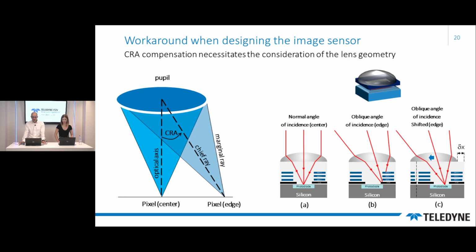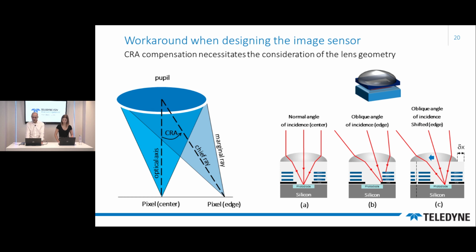If we consider a pixel located at the edge of the array, the cone is tilted, as depicted on the figure on the left. And the value of the shift is the chief ray angle, or CRA. So on the right, figure A, we note that the micro lens performs well, concentrating the rays without loss when we are at normal angle in the center of the array.